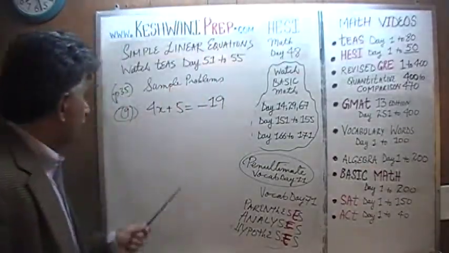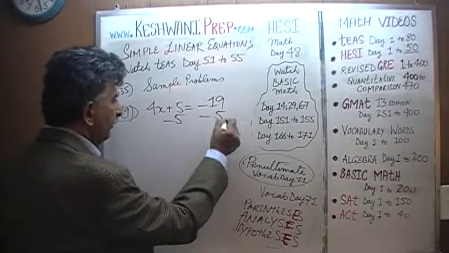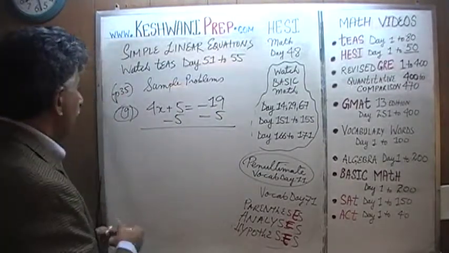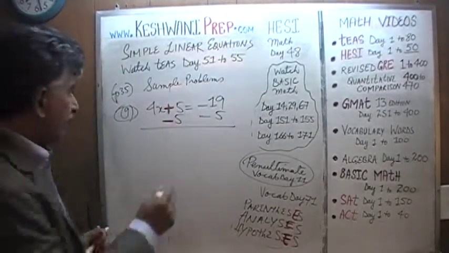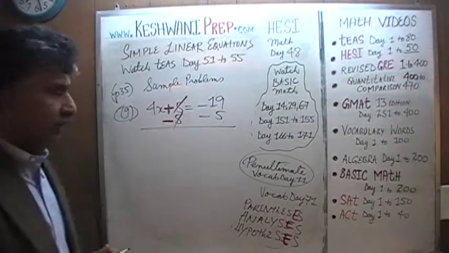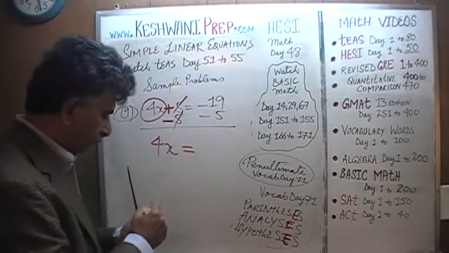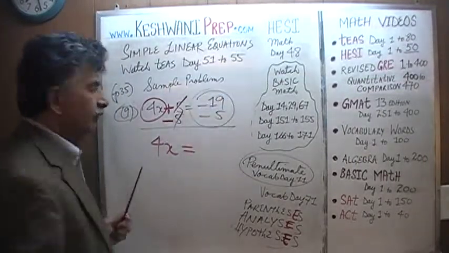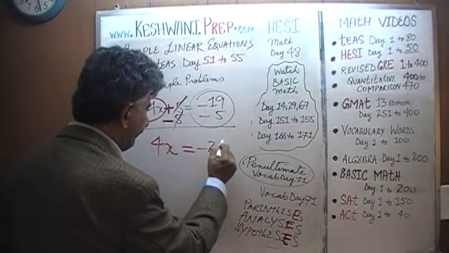Let's subtract 5 from both sides. If we subtract 5 from both sides, we have a positive 5 here and a negative 5 here. They are going to kill each other, and we are left with only the 4x on this side. And 4x has to equal negative 19 and a negative 5, which is negative 24.